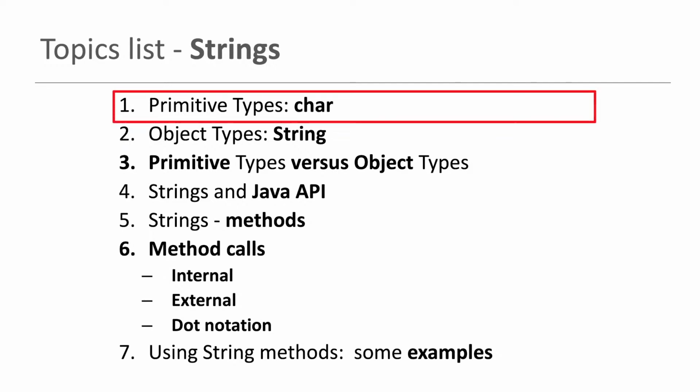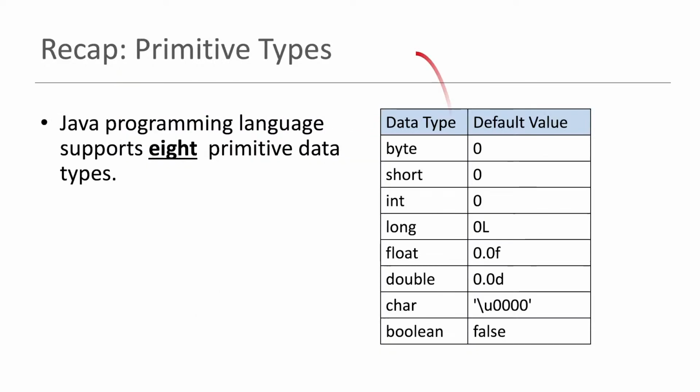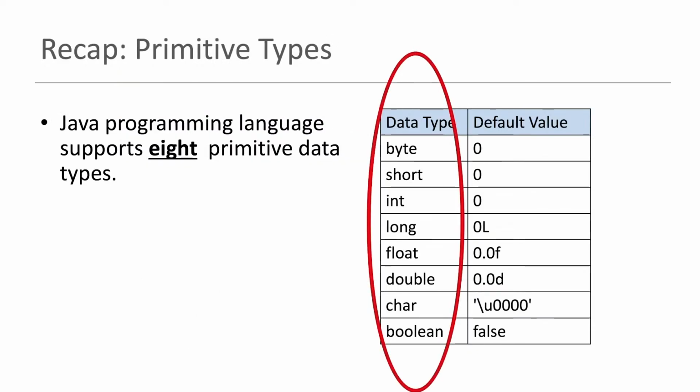So let's start with the character, the char data type. The Java programming language supports 8 primitive data types. These are the keywords that are used: byte, short, int, long, float, double, char and boolean. We've gone through these previously, so there's nothing new here.